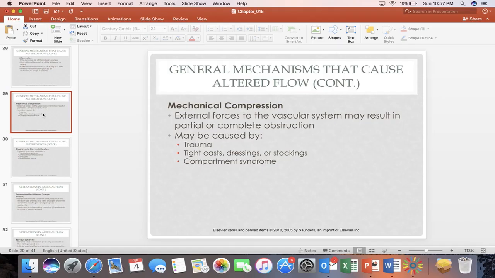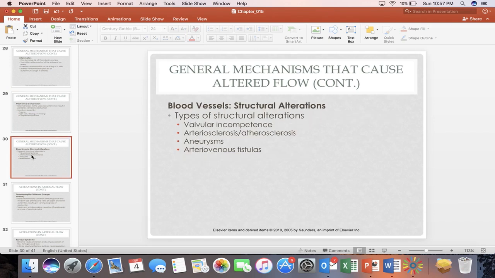Mechanical compression refers to external forces on the vascular system that may result in partial or complete obstruction. It may be caused by trauma, casting, dressing, or stockings. One of the most important mechanical compressions is called compartment syndrome. Blood vessel structural alterations include valvular incompetence, arteriosclerosis or atherosclerosis, aneurysm, and arteriovenous fistula.